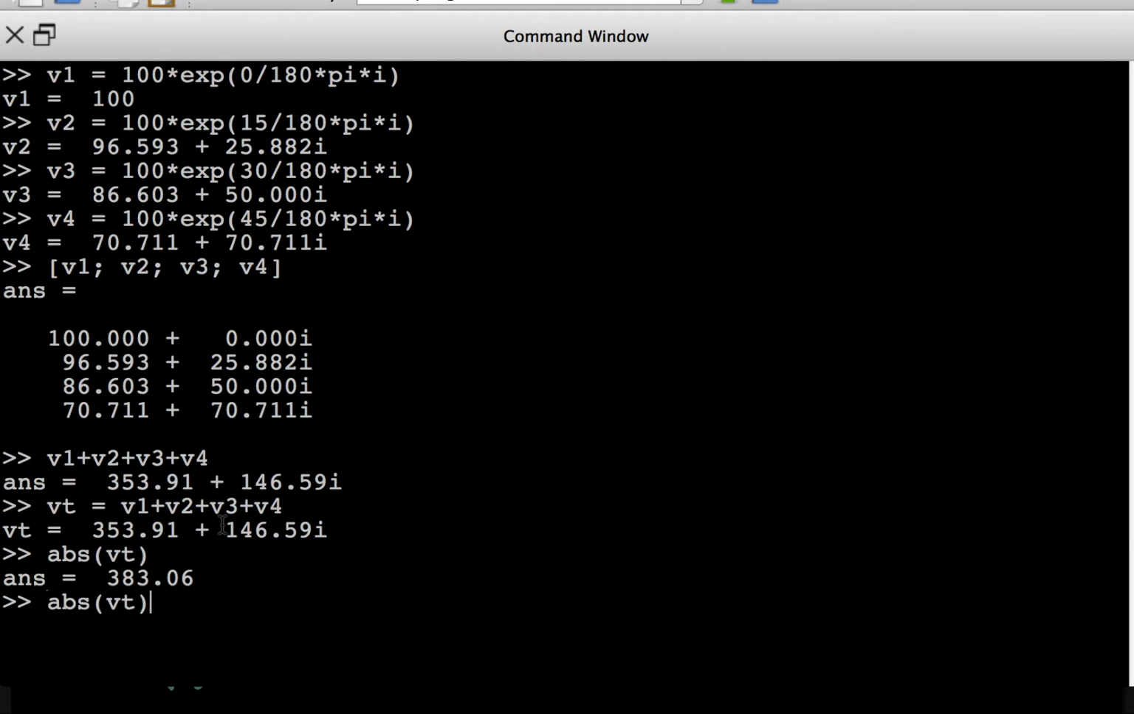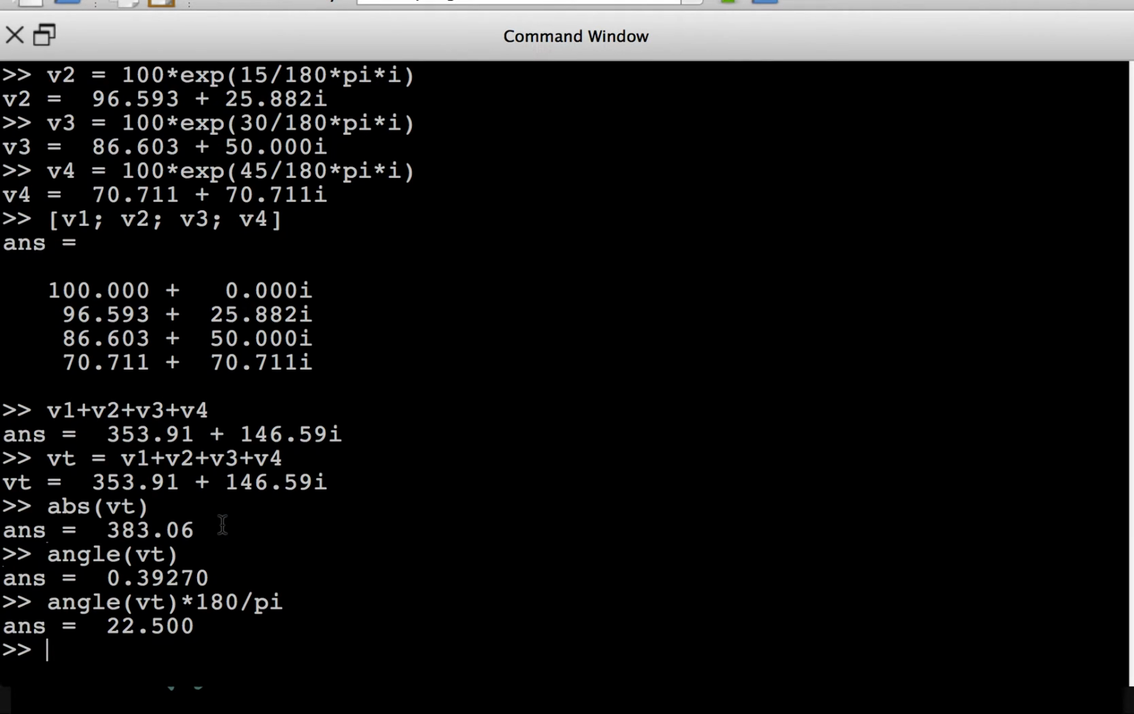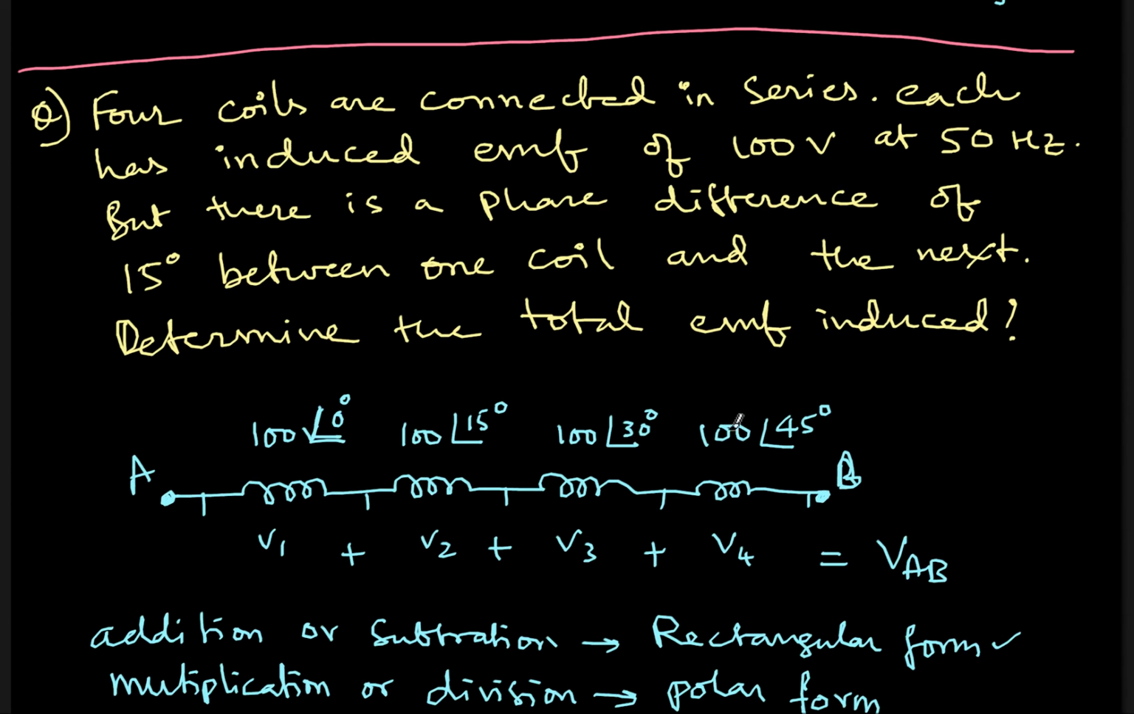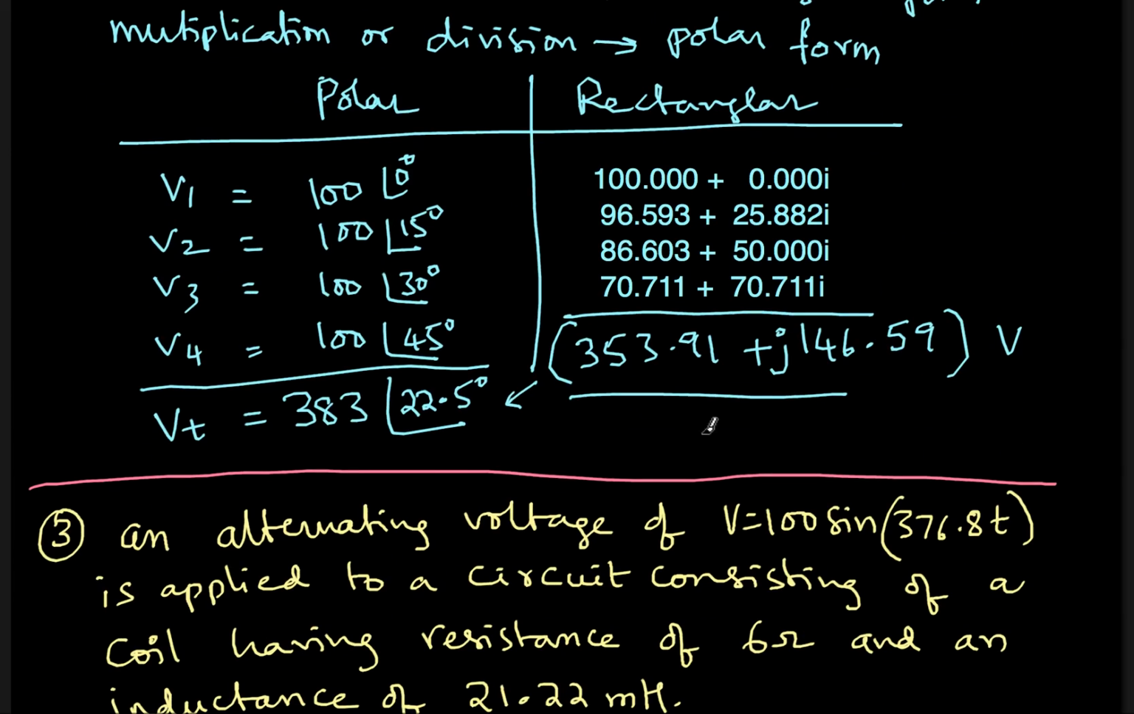Now what about the angle? For that, just type angle of Vt. Since Vt is a complex number, it will calculate the angle. But this angle will be what you see, 0.3927, which is in radians. How to convert radians into degrees? Just multiply by 180 and divide by pi. Then you get 22.5 degrees as the angle. That's what I get here, 22.5 degrees. That's the answer for this question: 4 coils were given, and successively each coil has voltages induced which are displaced by 15 degrees. As a result we get the total voltage like this.